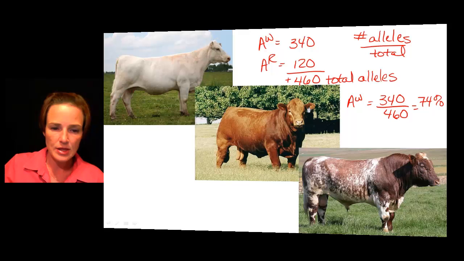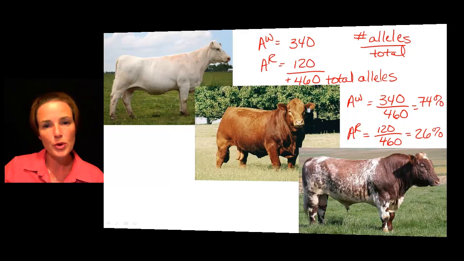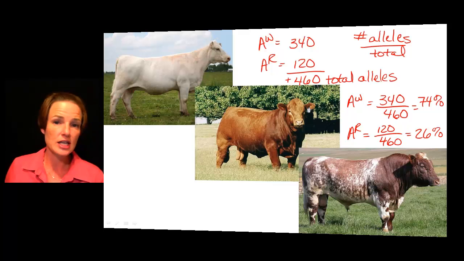And then if we do the same thing for our other allele, we're going to put the total, which is 120, over 460. And again, just punch that into your calculator and see what we come up with. And I'm coming up with 26%. Okay, so those numbers would be what we refer to as our allele frequency. The allele frequency is just telling us the percentage of the time that we would find that allele in the population, so the percentage of that allele in what we call the gene pool.